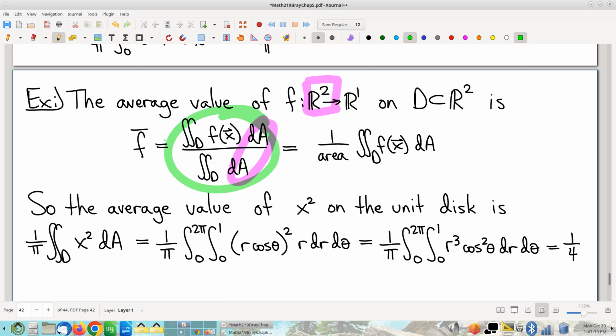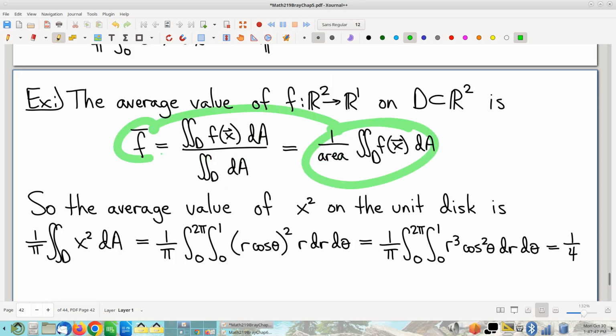And again, very conveniently, this bottom integral is really easy to work out. It's just the area of your domain. You're literally adding up all the pieces of area. So that gives you the total area. And so again, we have a handy dandy little formula and an example where you can crank it out and find the average value of x squared there. How are we doing? Is everybody following?